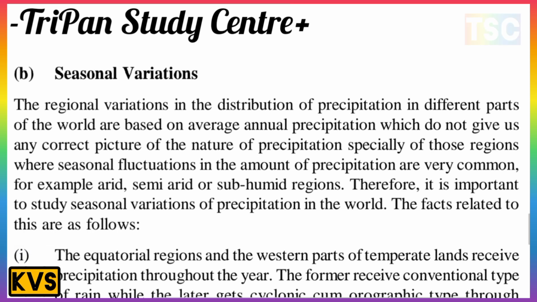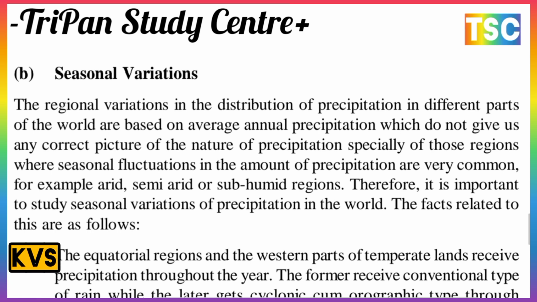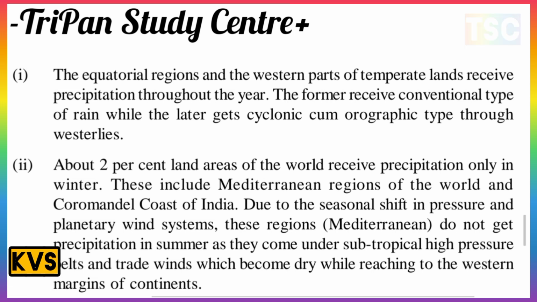The facts related to this are the following, and the first point is important here. The equatorial region and the western part of temperate land receive precipitation throughout the year. The former receives convectional types of rain, while the latter gets cyclonic cum orographic type through the westerlies.